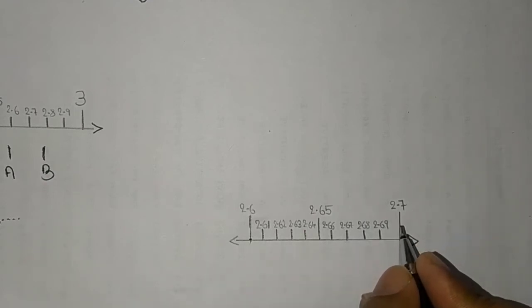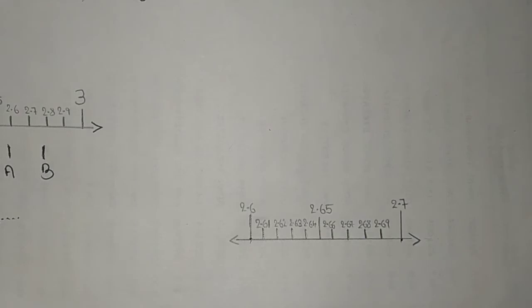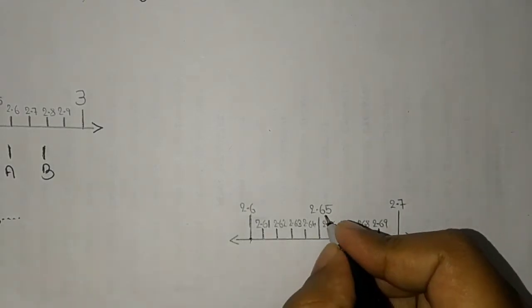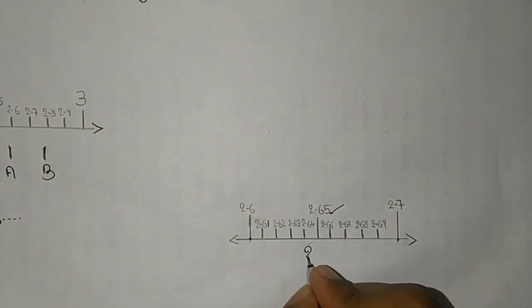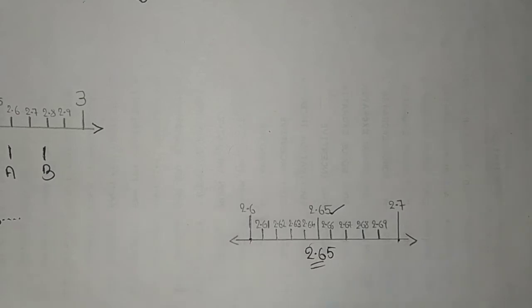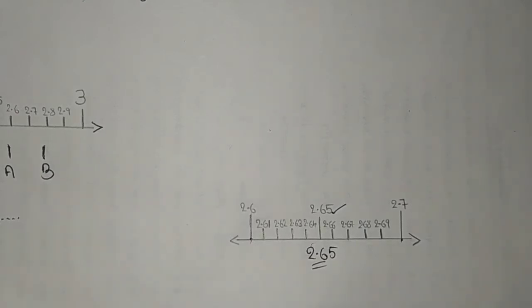Here we need to find 2.65. We got it here. This is the visualization. We found 2.65 here. That is what visualization is.